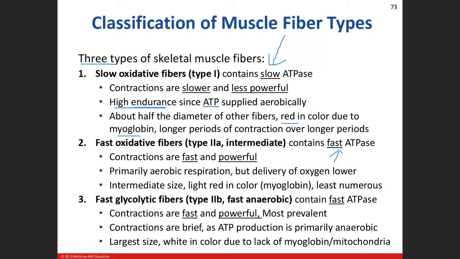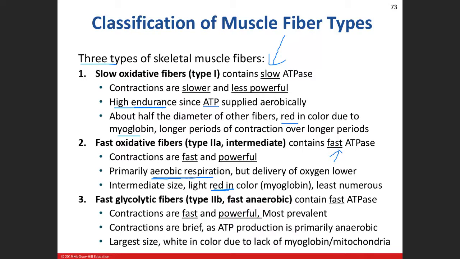So that will be a quick, powerful contraction. But at the same time, we're lucky because they have the aerobic cellular respiration going on. So again, we'll have that reddish color there. So these fibers you're going to see in numerous amounts in sprinters.